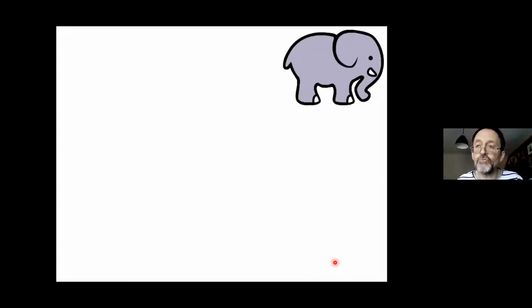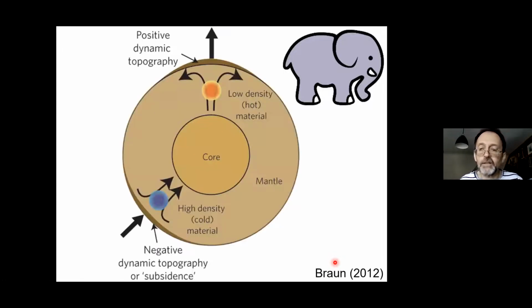So the elephant in the room in this endeavor is summarized by this rather splendid cartoon that Jean Braun, your colleague, drew some years ago, which shows you the way in which Stokes flow within the viscous mantle produces positive dynamic topography when you have low density material at depth, and negative dynamic topography or subsidence when you have high density colder material at depth.